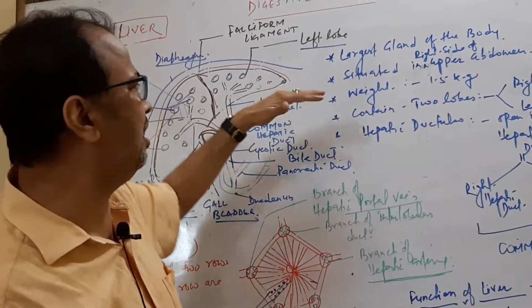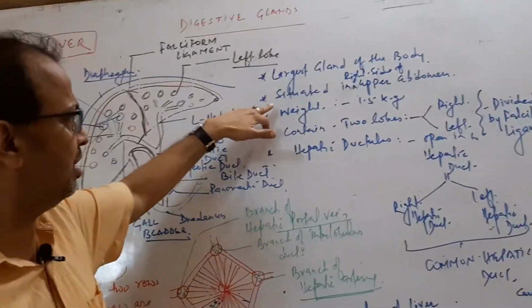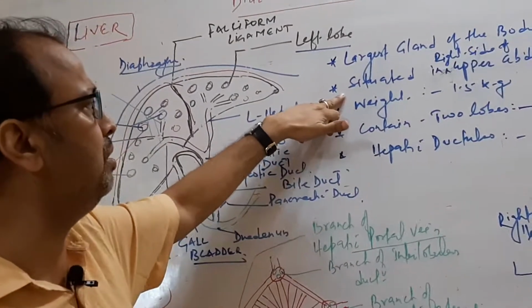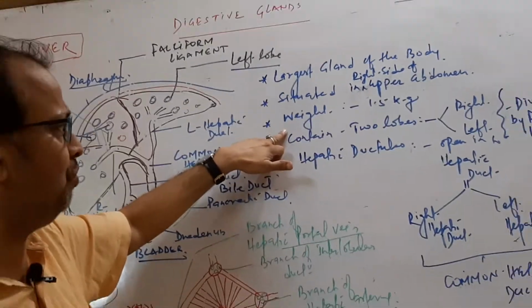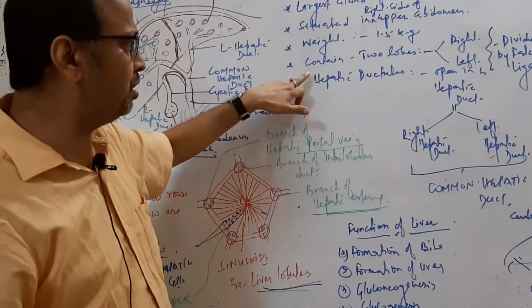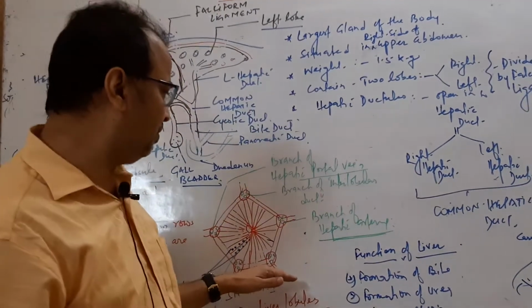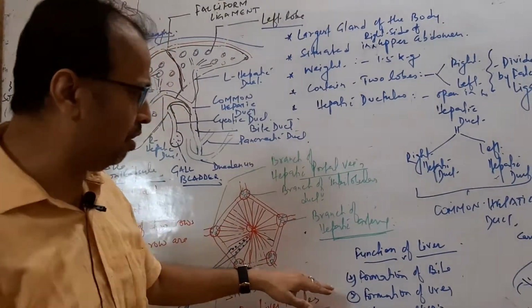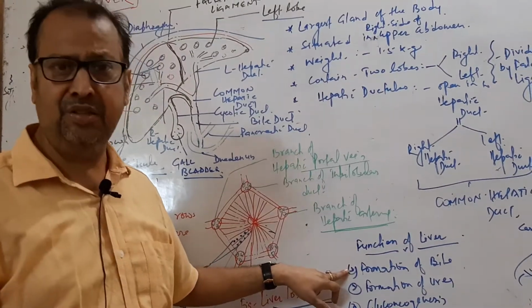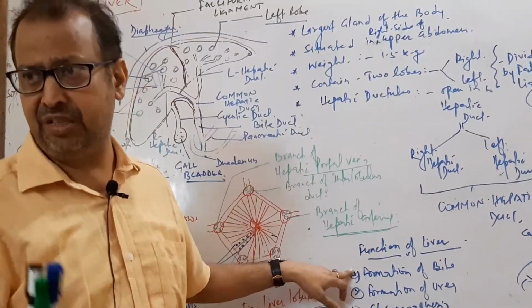The liver is the largest gland of the body. Here are the general features of the liver: weight about 1.5 kg, two lobes as already told. Now the functions of the liver. The main function is the formation of bile, which helps in the emulsification of fat.